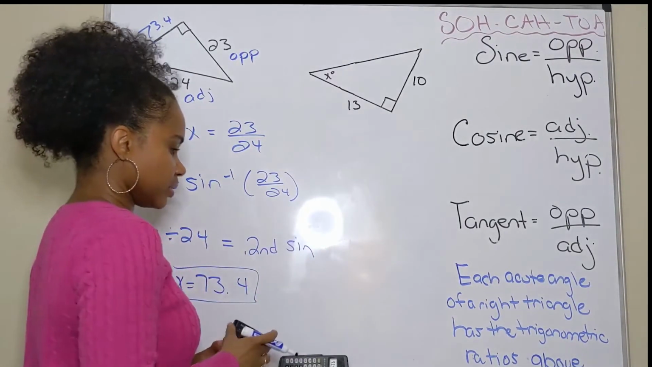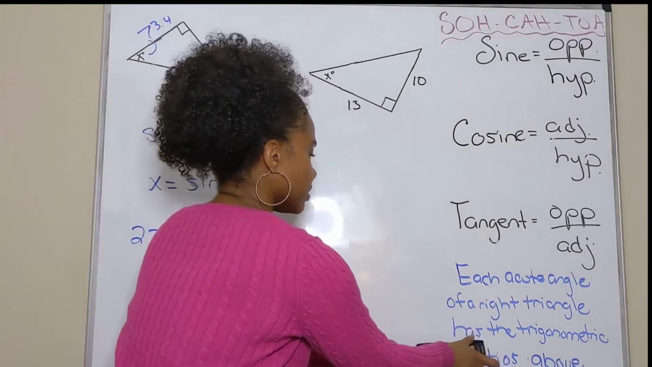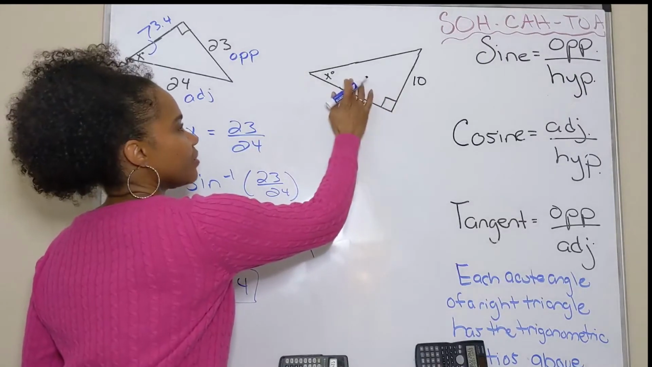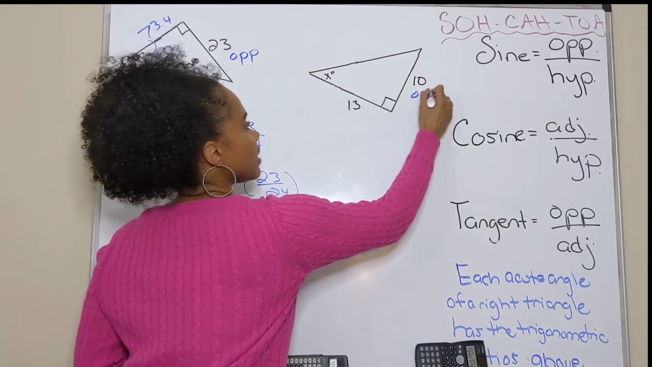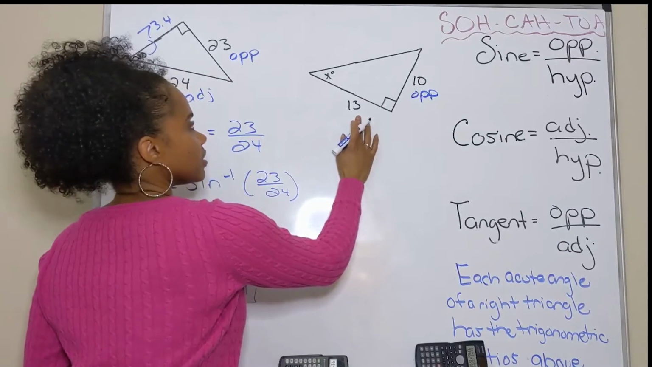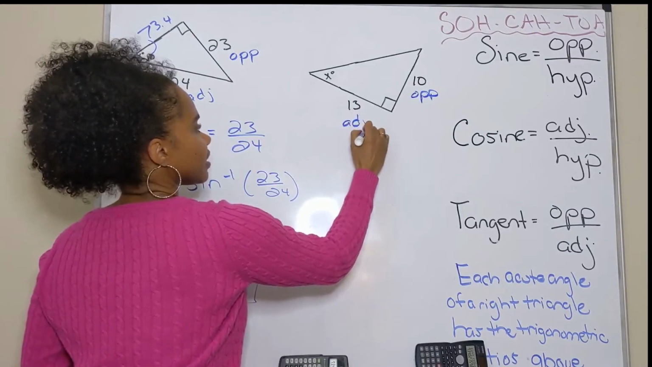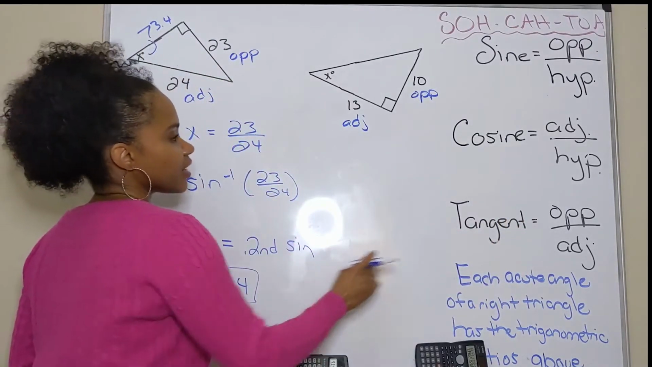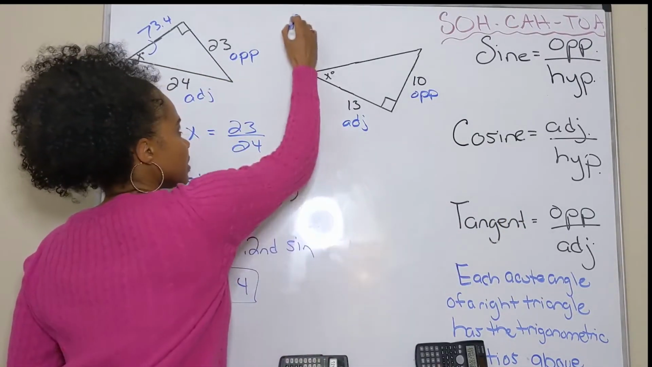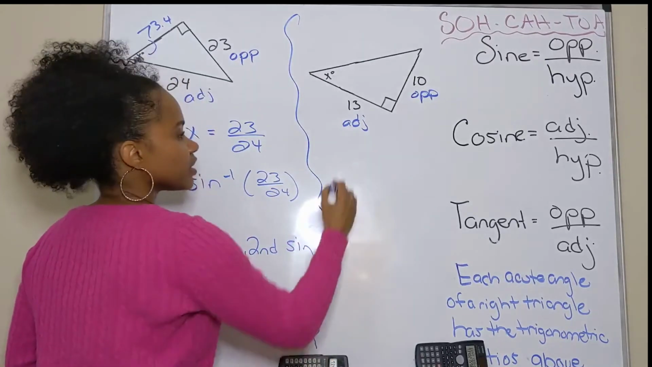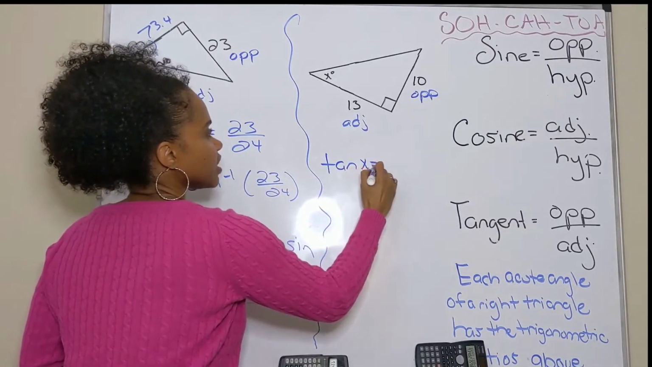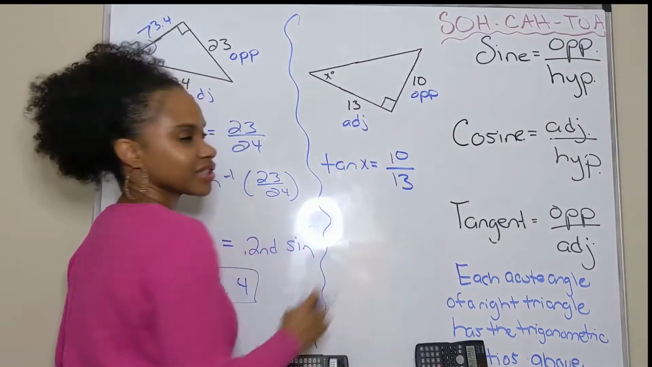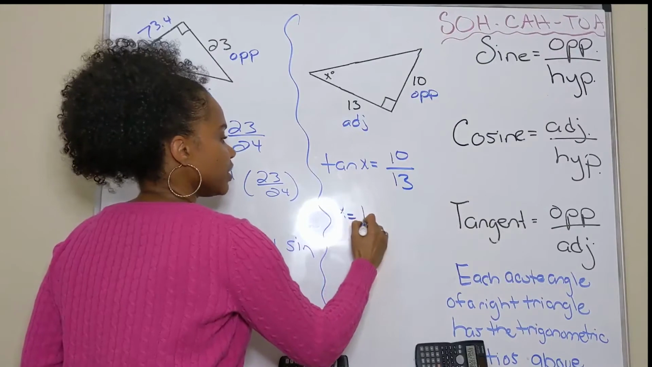Let's try this one here. Alright, so we have our angle, we have our opposite side, and we have our adjacent side. So what trig function uses opposite and adjacent? That is tangent. So just draw a little line of demarcation here. Tangent of x is equal to opposite, which is 10, over adjacent, which is 13. Inverse trig.